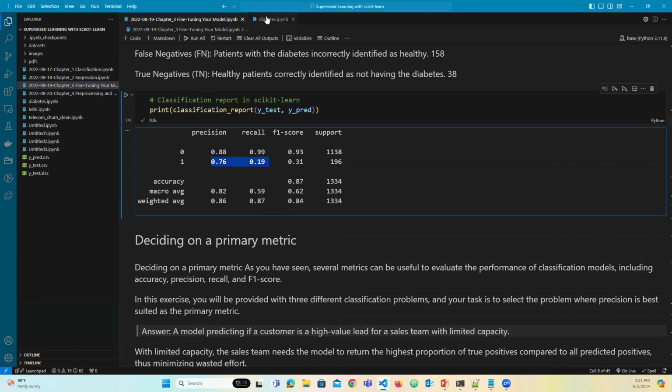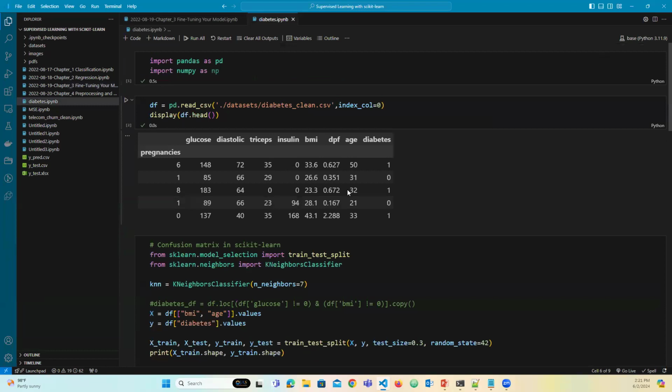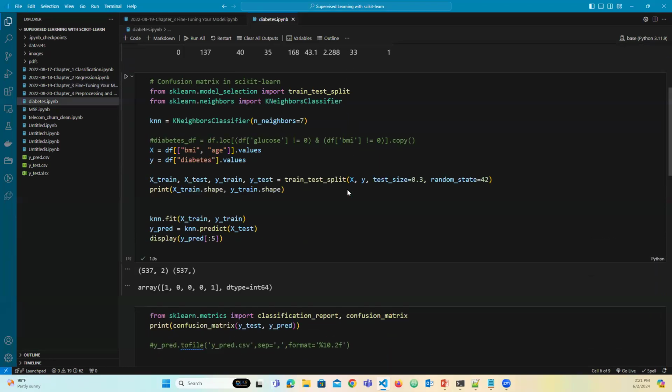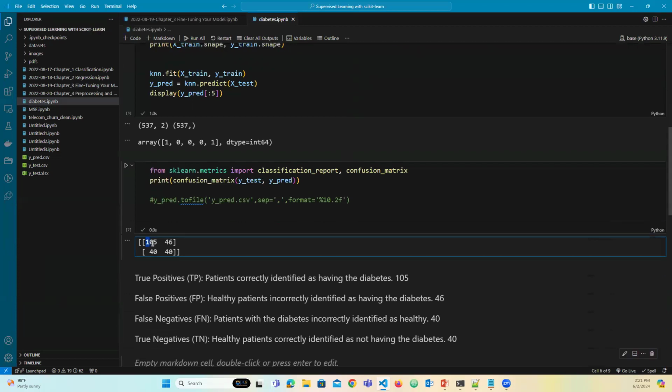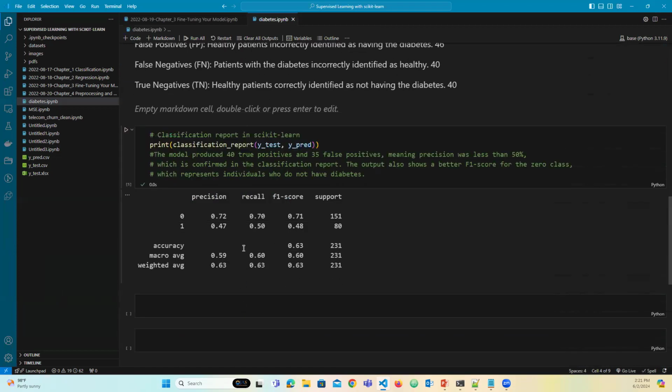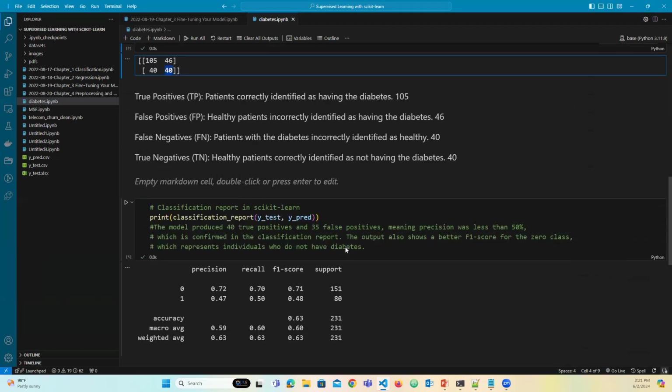So now the diabetes data, I'm taking another data set. Again, I split the data. So here 1105 are the true positives and 40 are the true negatives. So this is how the model performs: 0.47 precision, 0.5 is the recall, and 80. So this is the precision. Okay. Thank you.